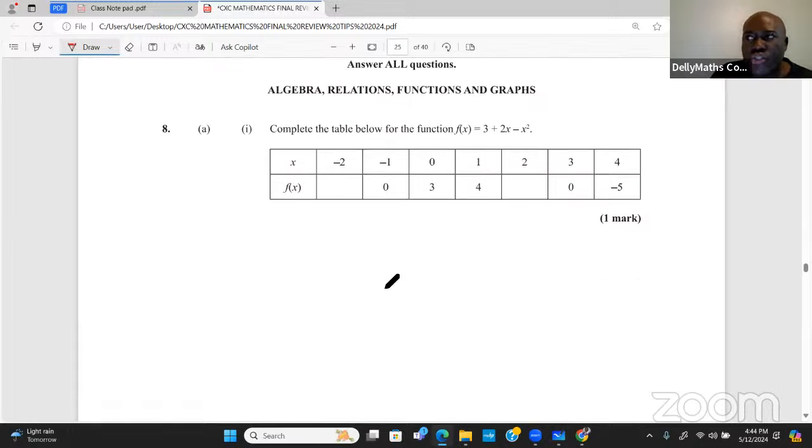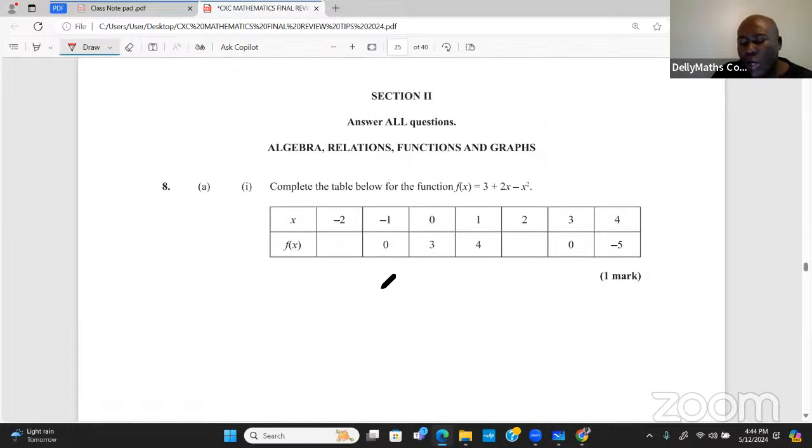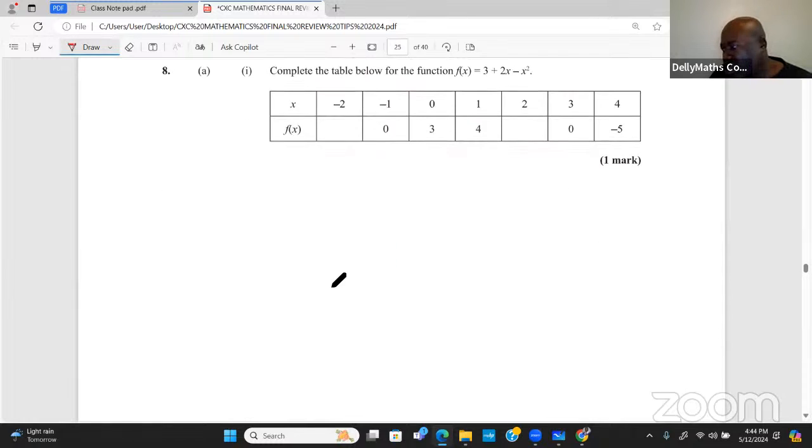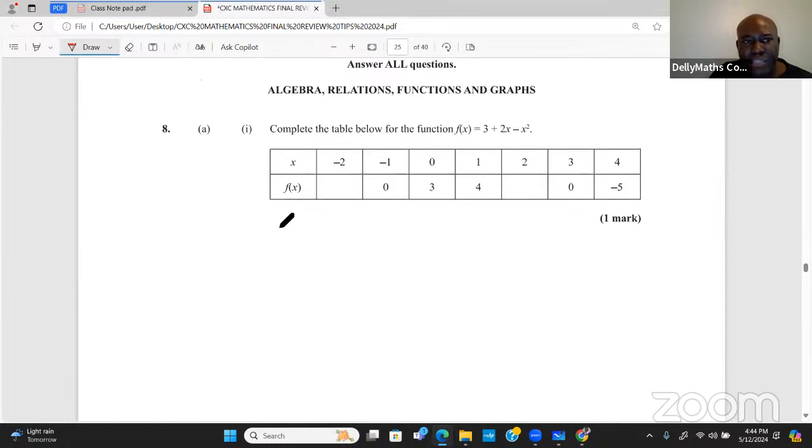So now let us jump into section 2. We have 3 questions to go, guys. Stay with us. We're trying to complete this paper here.